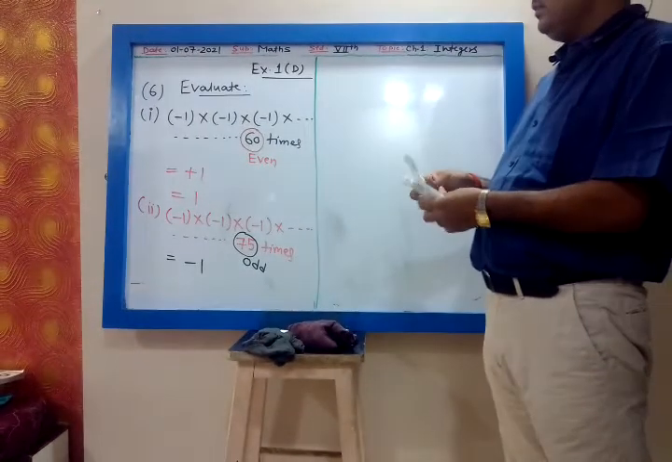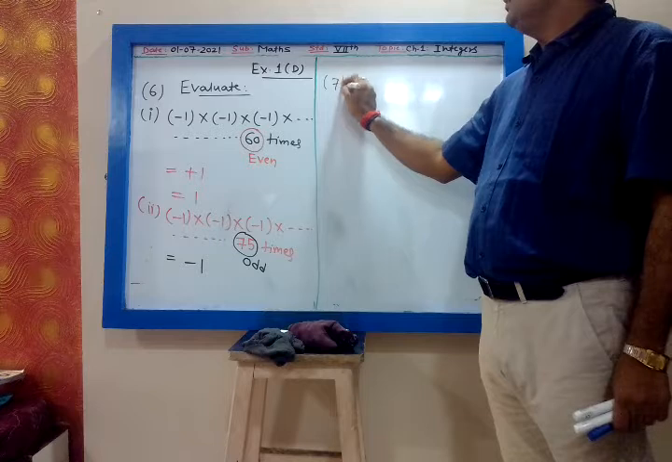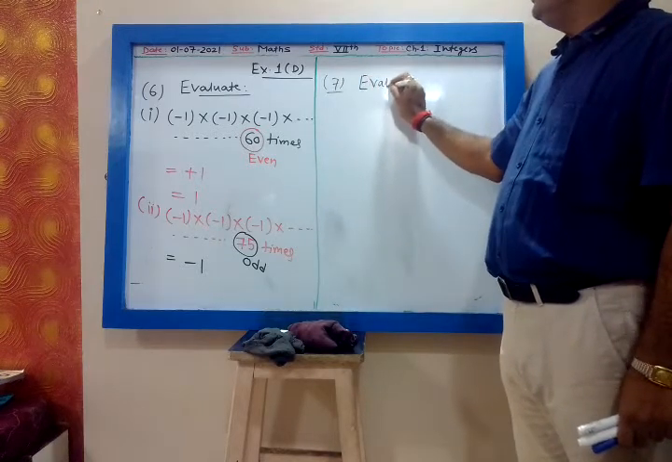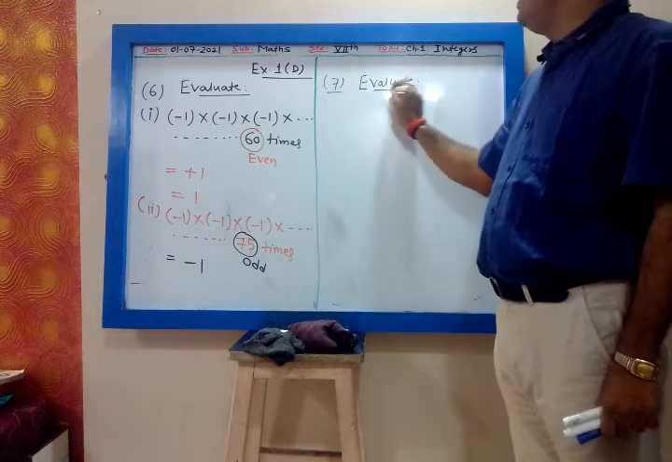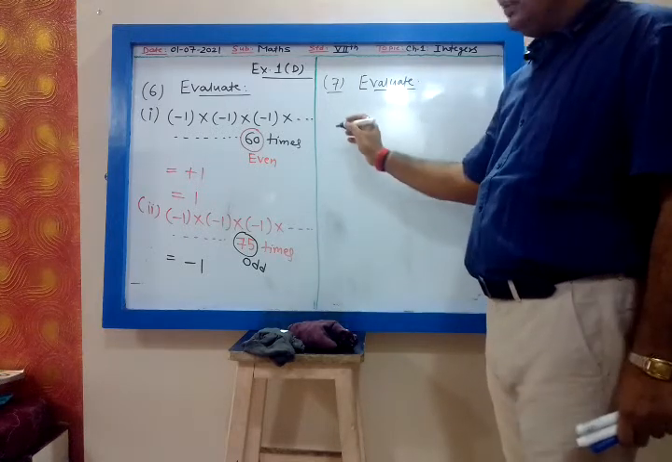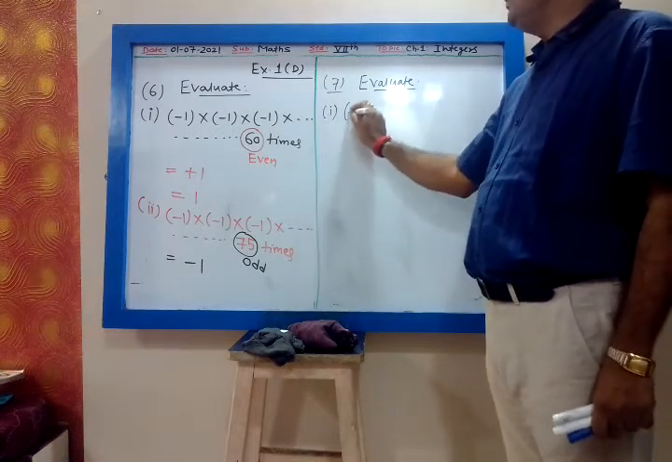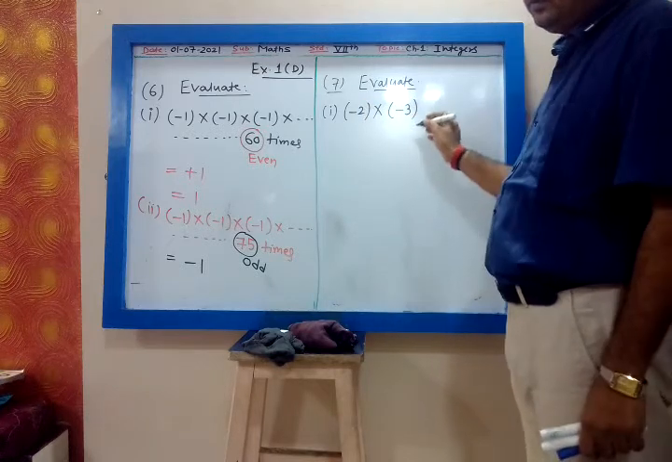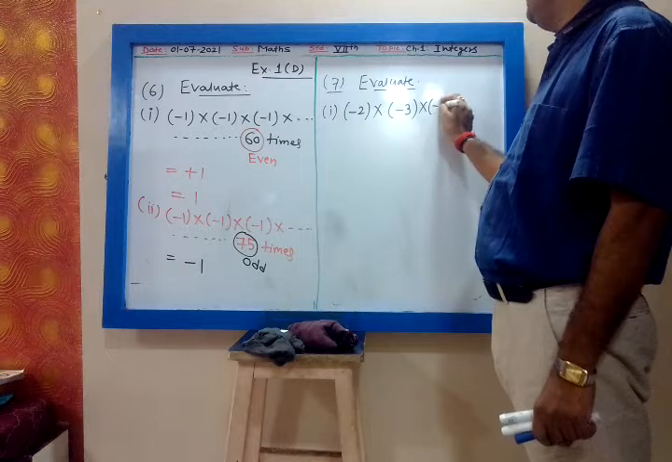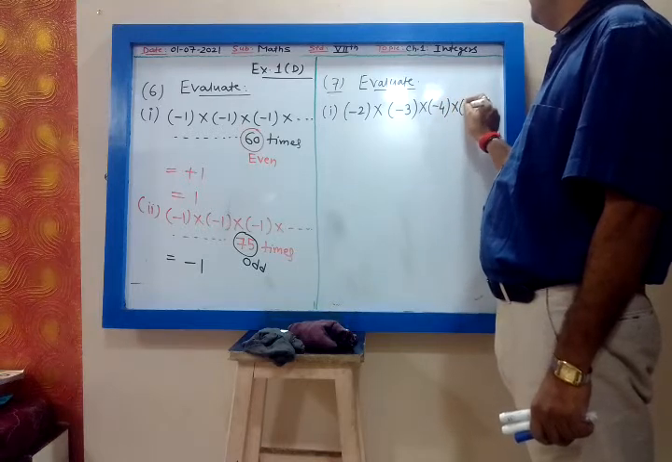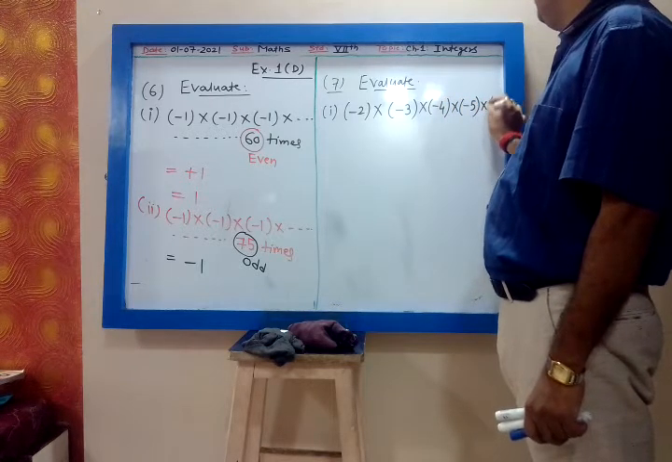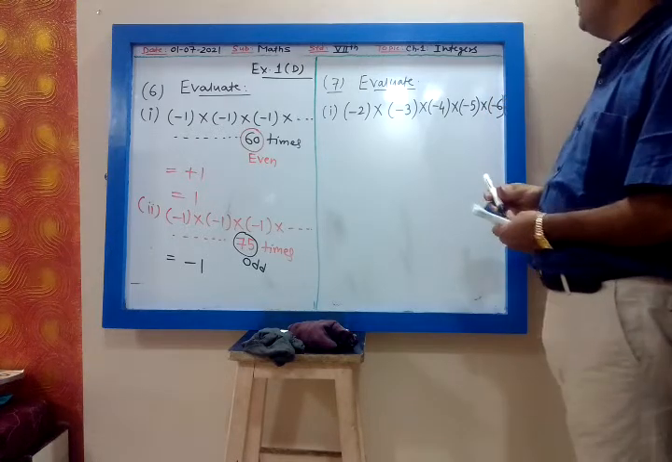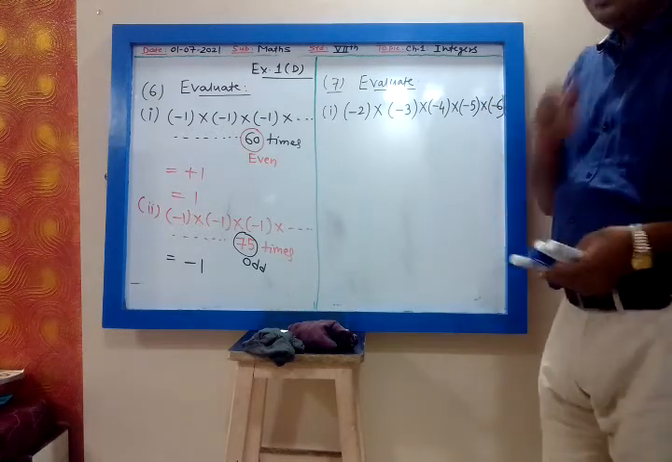Now let us start the seventh one, which is also evaluate. It is minus 1 into minus 2 into minus 3 into minus 4 into minus 5 into minus 6.